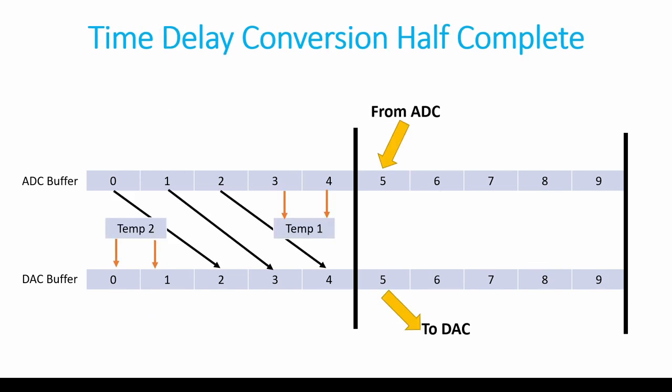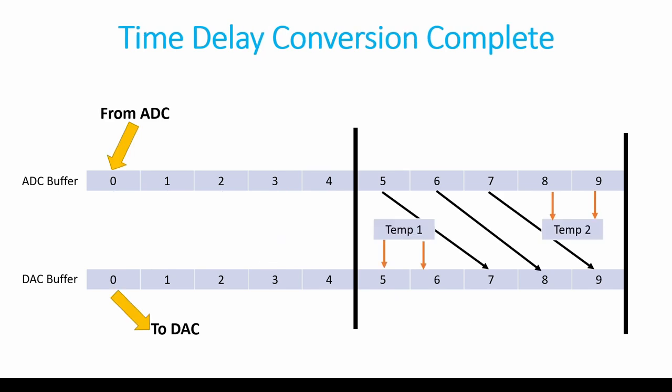Therefore, to ensure that the data within the DAC buffer is not overwritten, two variables, temp1 and temp2, will be introduced. When the half-complete callback runs and the DMA controller is operating on the second half of both buffers, we will fill the first two indices of the DAC buffer with the value stored in temp2. Next, like in the trivial case, I will fill DAC buffer indices 2 through 4 with the data contained in ADC buffer indices 0 through 2. Lastly, instead of writing indices 3 and 4 of the ADC buffer to indices 5 and 6 of the DAC buffer, the data will be stored in the variable temp1 for use when the conversion complete callback runs.